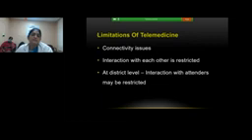But the limitations of telemedicine have always been connectivity issues. All of us know that if you don't have a stable internet connection, this has always been a problem. Physical interaction with each other is restricted. We don't get to meet people, even if it's just hello, hi, but that is something which is really missing. The human touch is missing. And at district level, we usually interact with attenders, which may be restricted online because all of them may not have network connectivity or internet availability. So these are the biggest disadvantages.